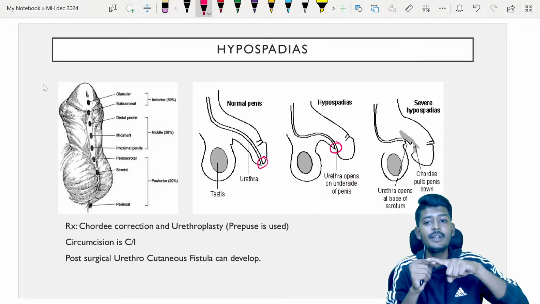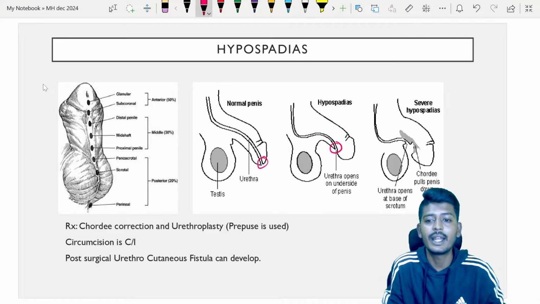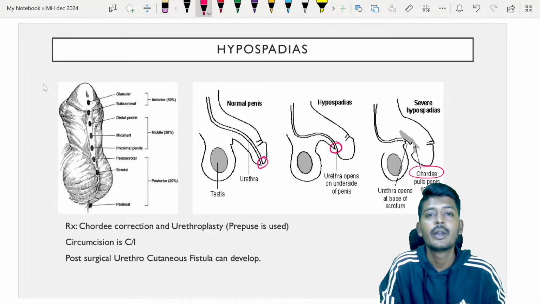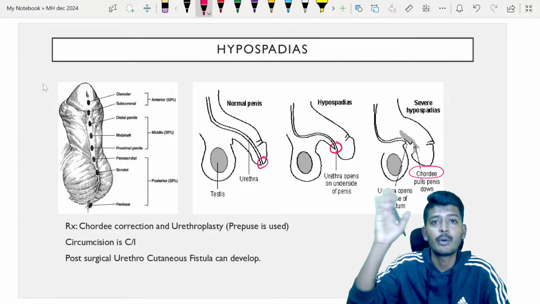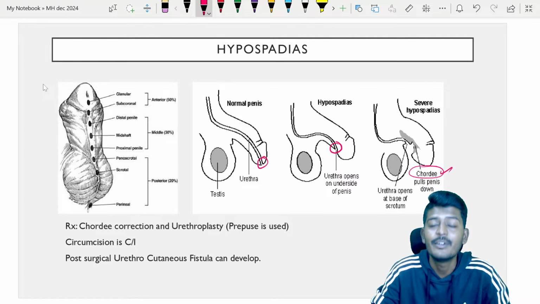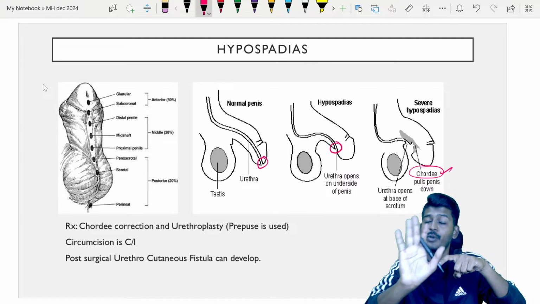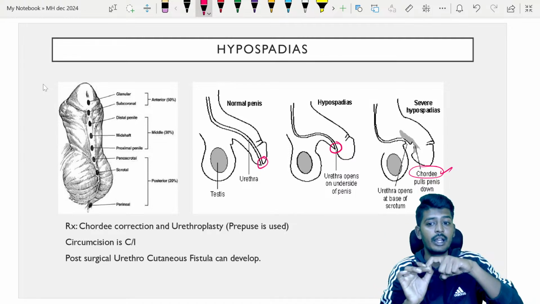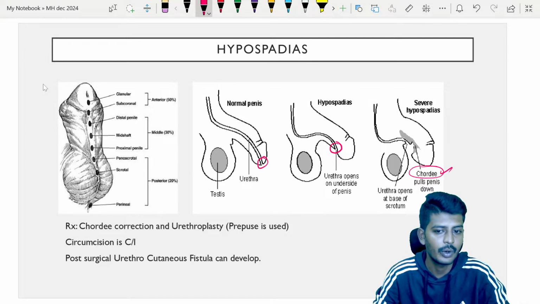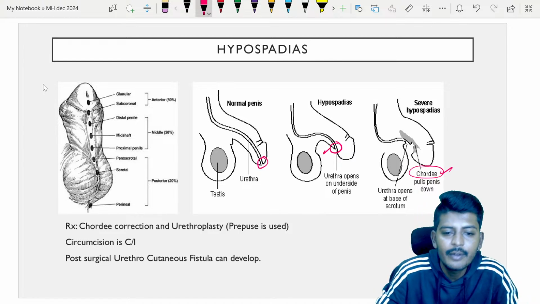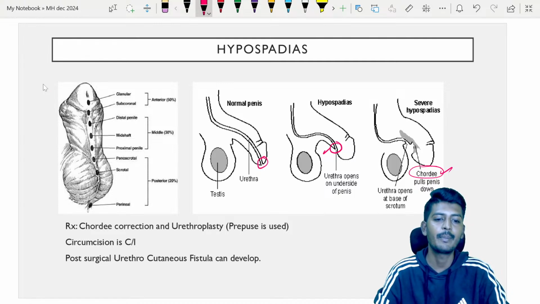Once it opens in the lower part, the penis will start to curve like this. A curved penis, we will call it chordae. Curved penis, we'll call it chordae. Don't let your mind go elsewhere. It is a permanent curvature which can be treated. So a chordae is a downward curvature of the penis. The urethral opening abnormally in the lower part is what we call hypospadias.